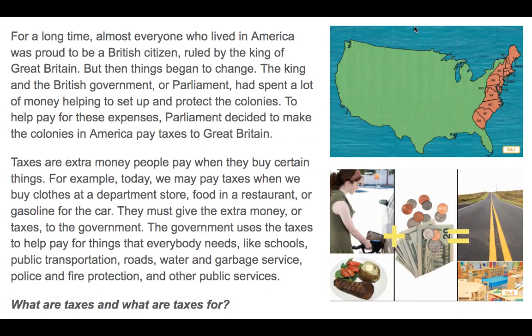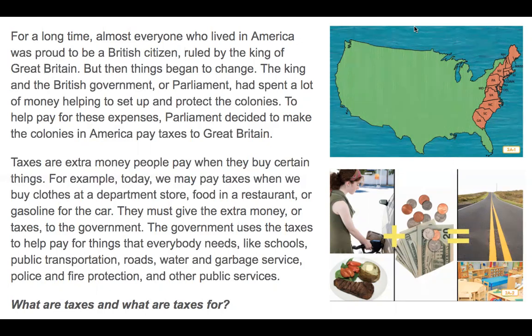For a long time, almost everyone who lived in America was proud to be a British citizen, ruled by the King of Great Britain. But then things began to change. The king and the British government, or Parliament, had spent a lot of money helping to set up and protect the colonies. To help pay for these expenses, Parliament decided to make the colonies in America pay taxes to Great Britain.